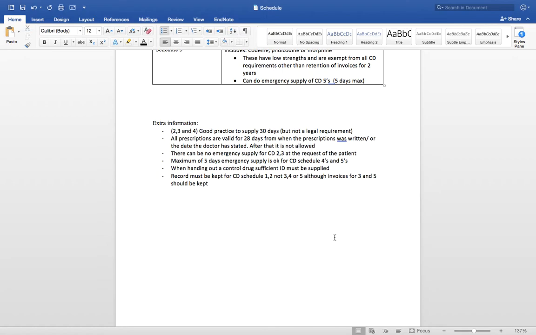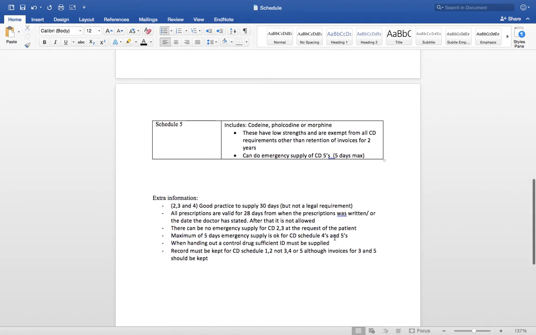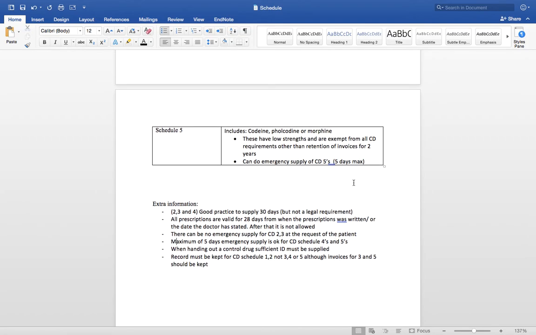You can't do an emergency supply for controlled drugs 2s and 3s at the request of a patient, but you can do it for Schedule 4s and 5s, for a maximum of 5 days only. When handing out a controlled drug, you'd hope to see sufficient ID to make sure that you're giving it out to the right person. Also you have to keep a record for Schedules 1, 2s and 3s, but not 4s and 5s unless it's Sativex. But invoices for 3s and 5s should be kept.